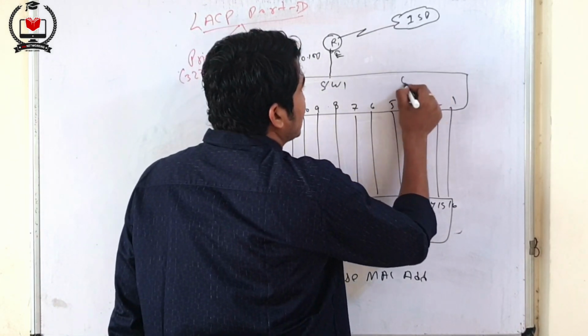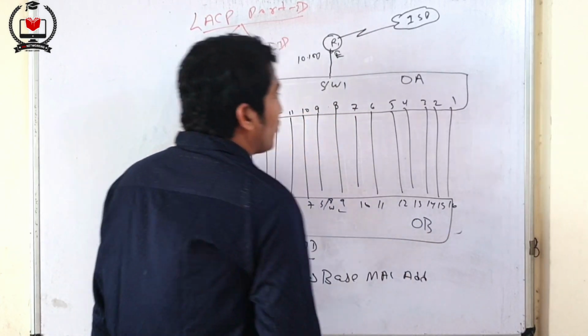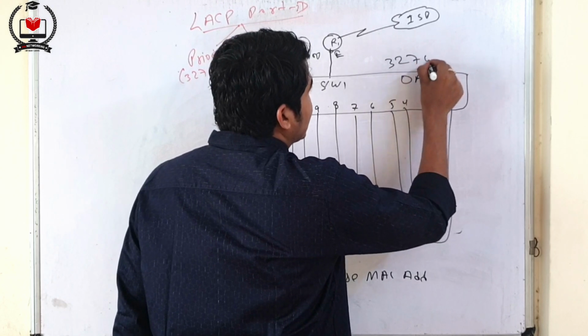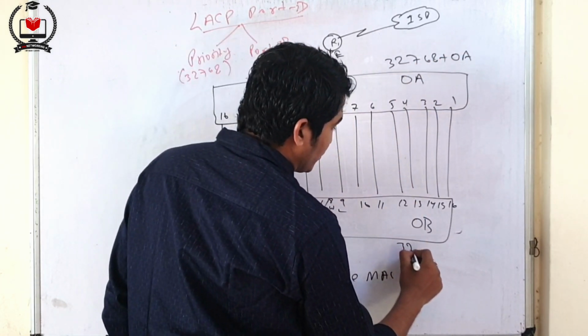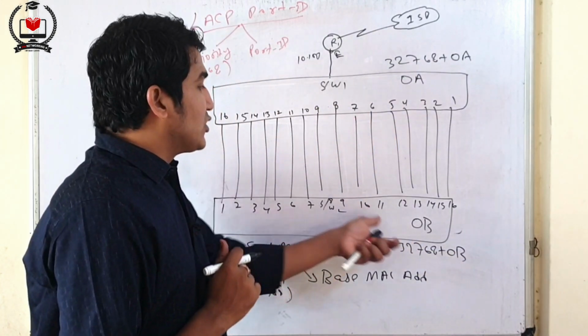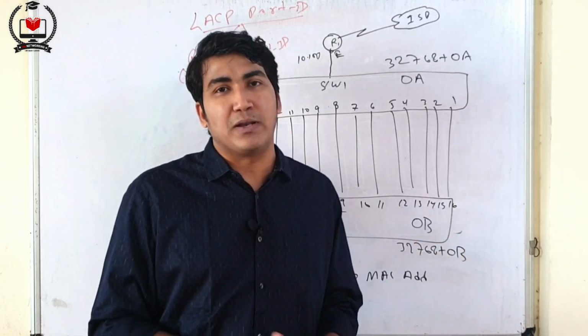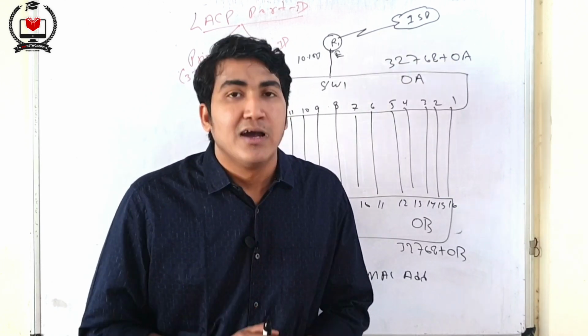That is nothing but the base MAC address. So suppose the base MAC address of this switch is 0A, and the base MAC address of this switch is 0B. What will be the system ID of this switch? It will be 32768 plus 0A. What will be the system ID of this switch? 32768 plus 0B. Now the switch which has the lowest system ID will decide which port will become active and which port will become standby.